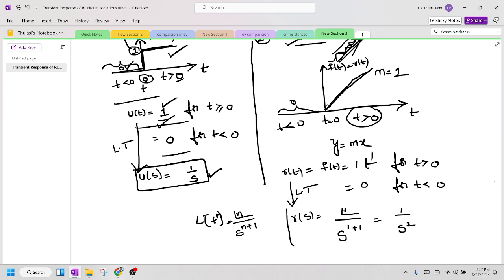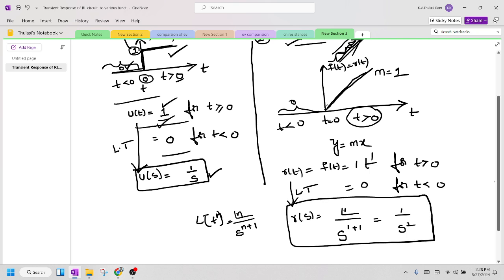The next function we define is nothing but a ramp function. The ramp function is defined as r of s is equal to 1 by s square, where r of t equal to t, and for the unit step function, u of t equal to 1 and u of s is nothing but 1 by s. Let's try to define the next function.